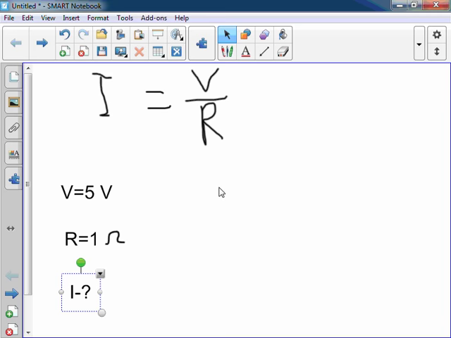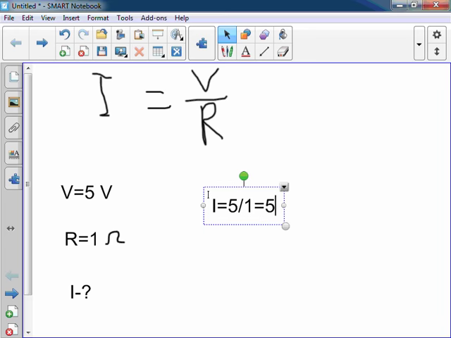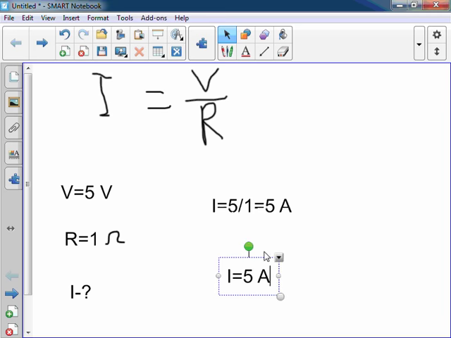So first things first, I need to write down my formula. I already have my formula right here. It's I equals V over R. So at this point, all I have to do is plug in some numbers. So I equals 5 divided by 1. That's an extremely difficult calculation. So in the end, I'm ending up with 5 amps. Now, guys, make sure you keep track of your units. Your current is always in amps. It's not in volts. So this is my answer.